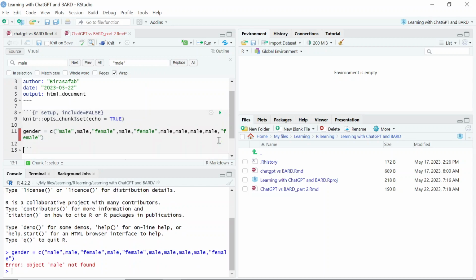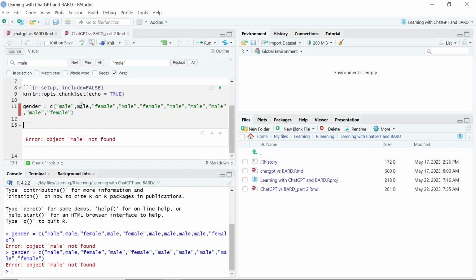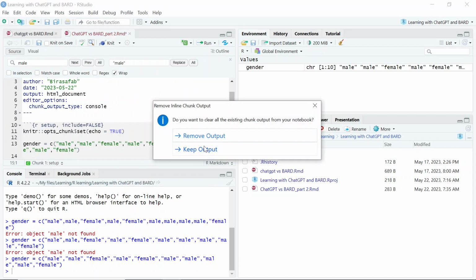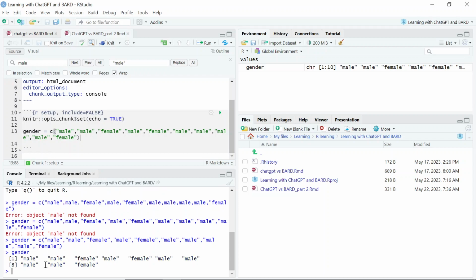Then I have my male, where is it? Sorry, my male here did not get into quotes. I do it manually. Excuse me for the delay. Okay, what's wrong? Okay, it's now done. Let me first remove my output; it should be in the console. I have my object as gender. As you see, my gender looks like this.